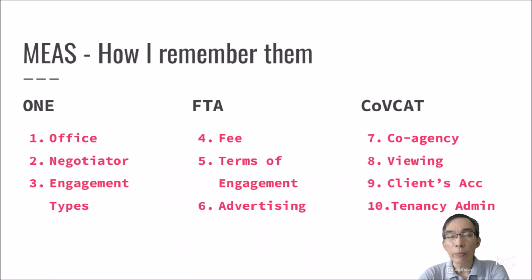COVCAT is actually core agency, which is standard 7. V means viewing, and then CAT is actually the last number 9, which is client's account, and number 10, which is tenancy administration. So I remember this ONE, FTA, and COVCAT. This is the way I remember the different standards.